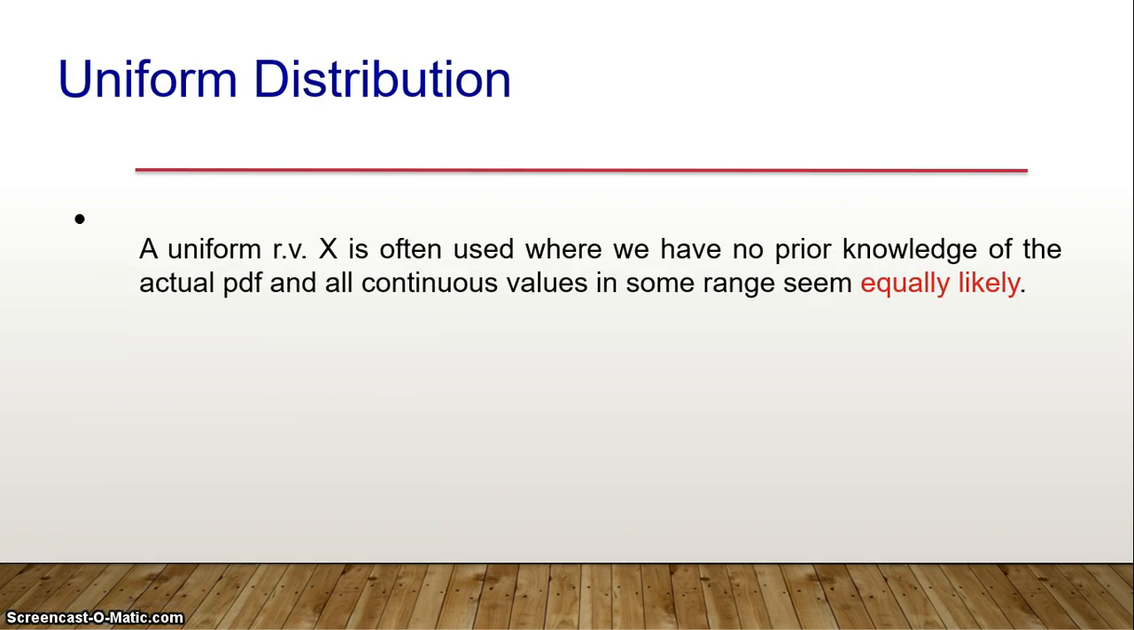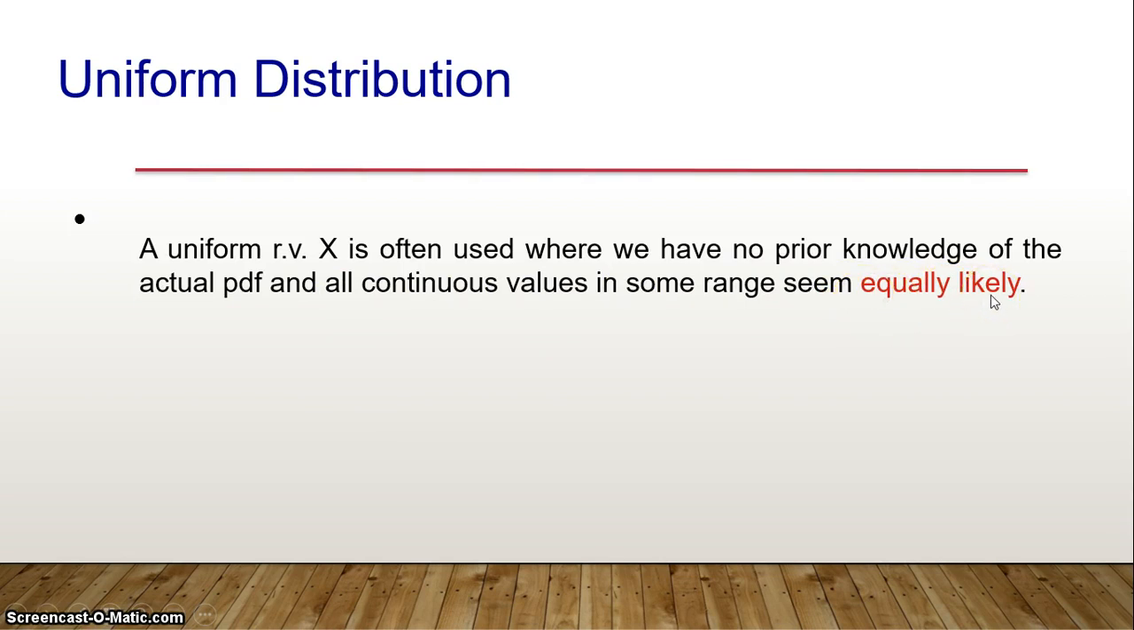We use the uniform distribution whenever we see an application where, within a particular range, the value is uniform, it doesn't vary, it's a constant. A random variable x is often used where we have no prior knowledge of the actual density function and all continuous values in some range seem equally likely. This is one important term which we have to remember.